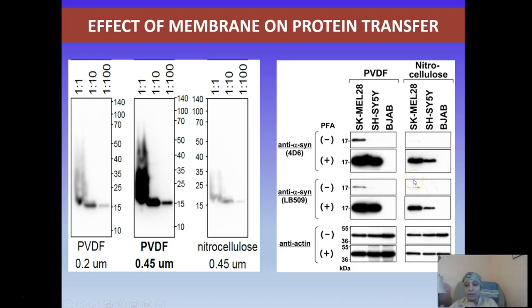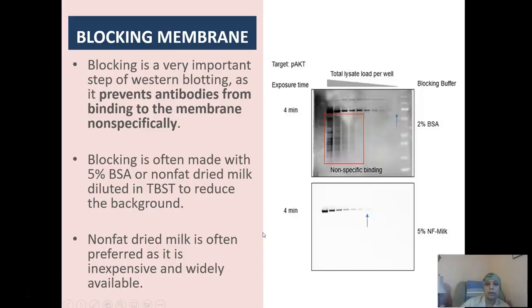Here in the nitrocellulose, you get a lot cleaner, a lot crisper results, and you can clearly tell that in this MEL28, this particular protein is present more than in the SY5Y cells. So this gives you a lot cleaner, a lot crisper results, better for publication. Obviously, this would be an overexposed blot that you would not be able to publish with. So that's looking at membrane.